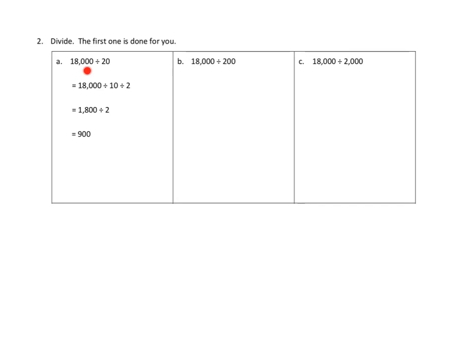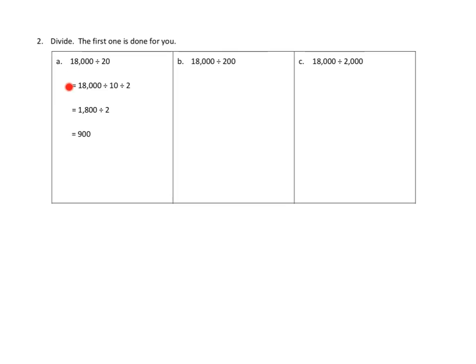It looks like they have 18,000 divided by 20. And what they did is they said, rather than divide by 20, which might be something we can't do in our head, let's break down the division and say this is the same as 18,000 divided by 10 and then divided by 2. First divided by 10 and then divided by 2. That's the same as dividing by 20, because 10 times 2 is 20.